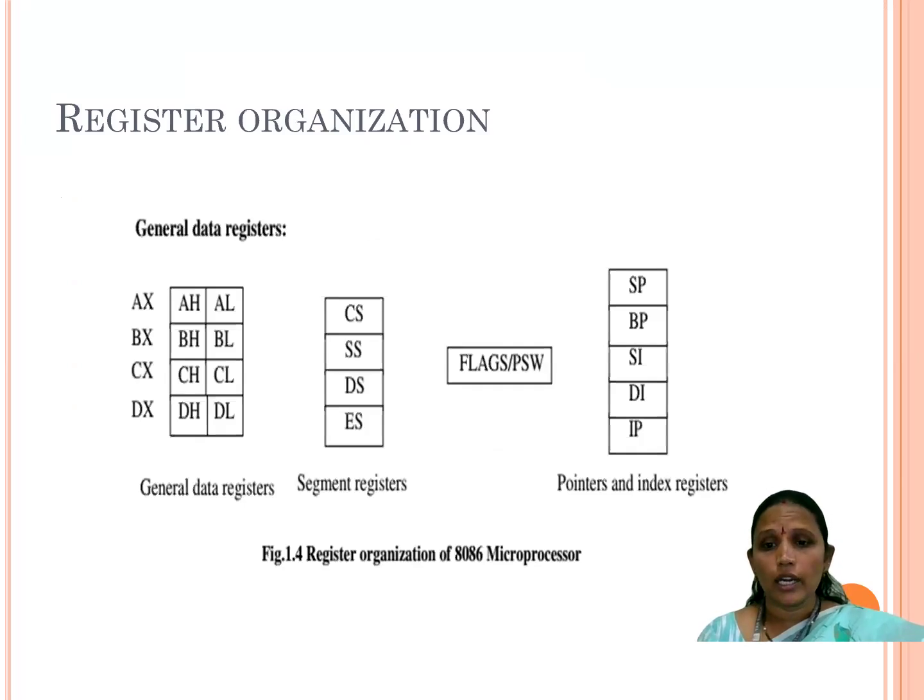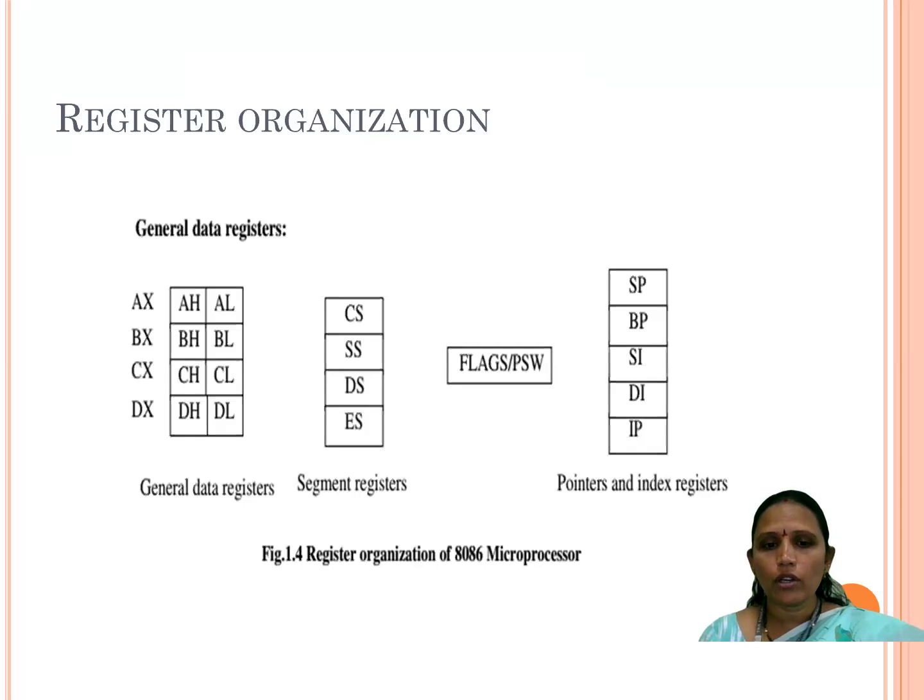And the functional part of the execution unit consists of the registers. Register organization: in the 8086, in the bus interface unit and the execution unit we have seen that it consists of the general purpose registers and segment registers, as well as the pointer and index registers.